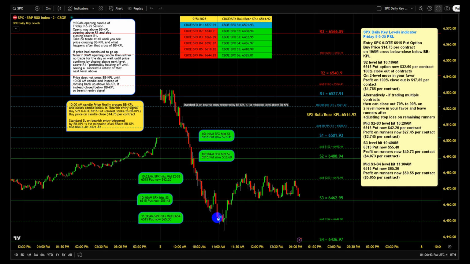So if you did get out down here, and for example you wanted to take a long off of this level using some of the profits that you have from earlier in the session, then your stop loss for that long entry trade would be the S4 level, because that's the first level below this midpoint level.